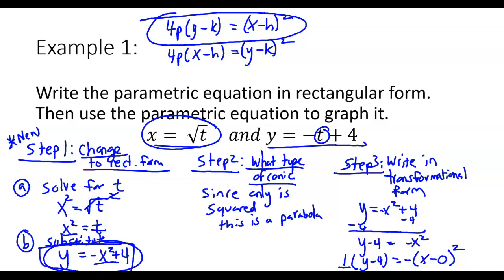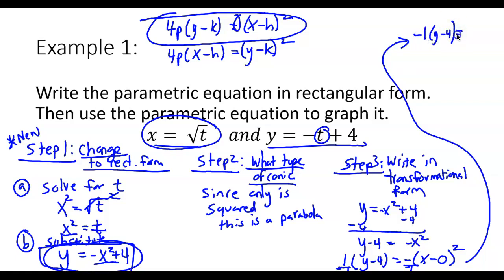Okay? And there actually is one more thing. We don't want anything in front of the x minus h squared. So I don't want that negative there. So what I'm going to do is I'm going to divide both sides by a negative. And the result will be negative 1 y minus 4 equals x minus 0 squared. Okay, so that's step 3.